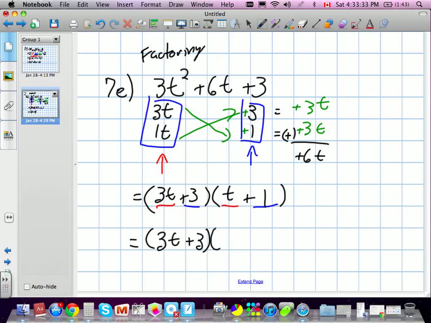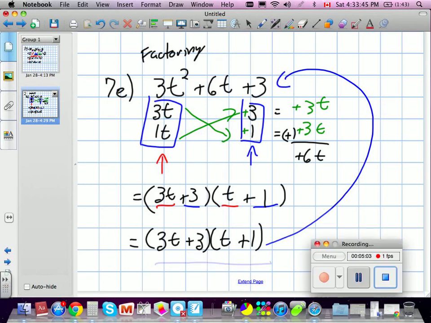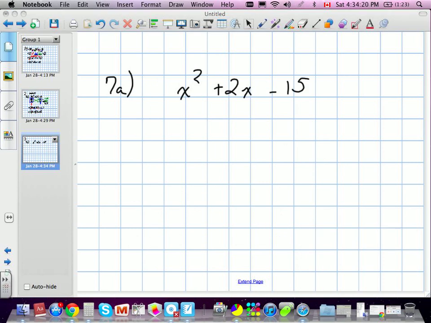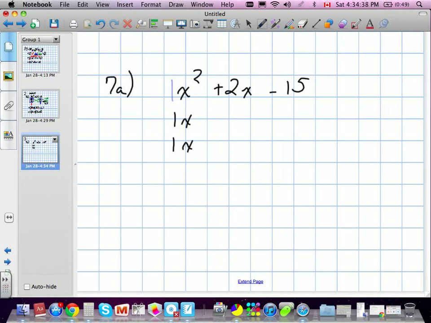Okay, let's factor this one. It should be a little more straightforward. Factors of x squared. What coefficient is technically in front of this? What are the factors of 1x squared? 1x times, that's it, right? Cool. Factors of 15. 15 and 1? 3 and 5. Good. That's it. Those are the factors.